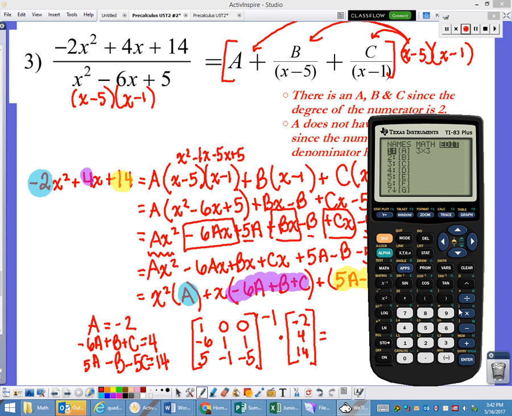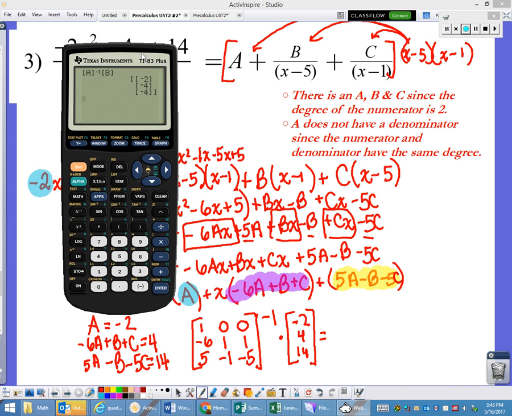And then I'm going to create matrix B. That is a 3 by 1 matrix, and that's going to be negative 2, 4, 14. Alright, now I'm going to do A inverse times B. So I'm going to select matrix A and then press my inverse button. Then select matrix B. And when I do that, I should get negative 2, negative 4, negative 4.